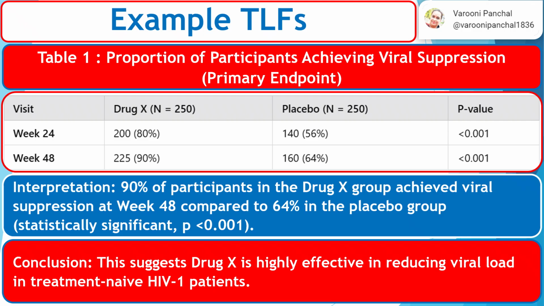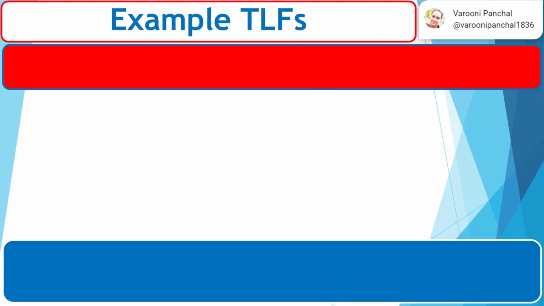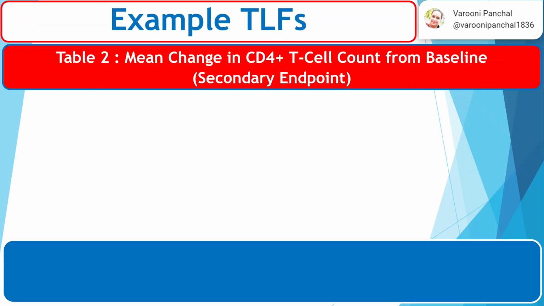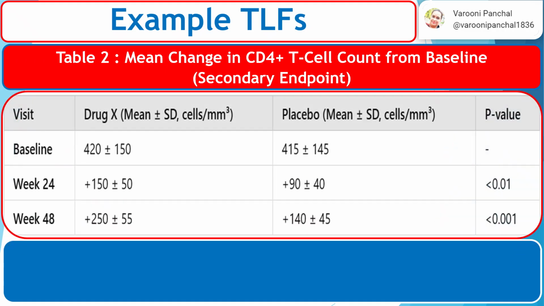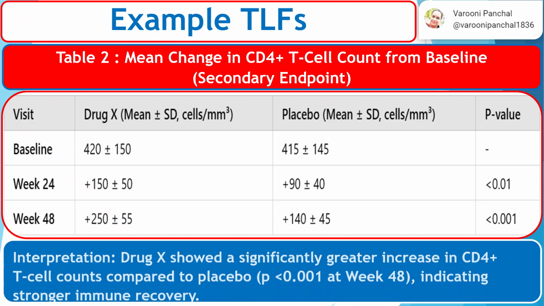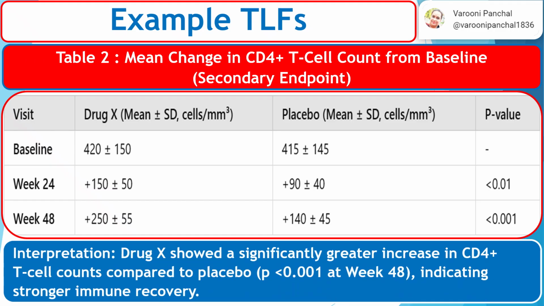Table 2. Mean change in CD4 plus T cell count from baseline, secondary endpoint. Interpretation: drug X showed a significantly greater increase in CD4 plus T cell counts compared to placebo, p less than 0.001 at week 48, indicating stronger immune recovery.